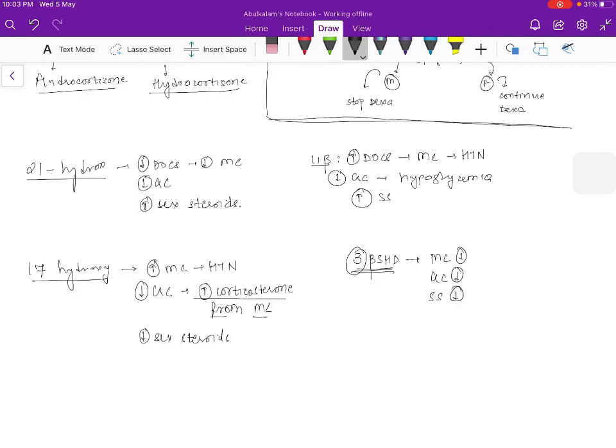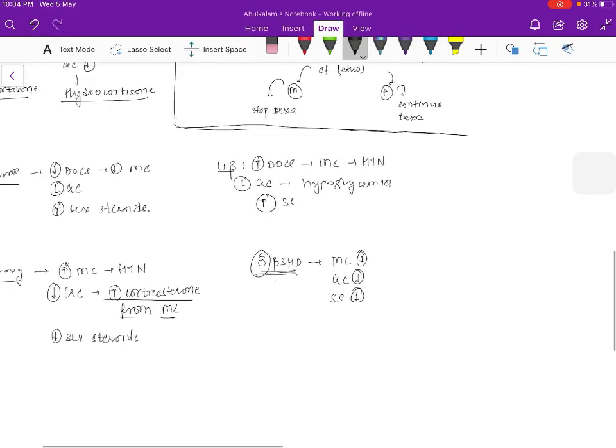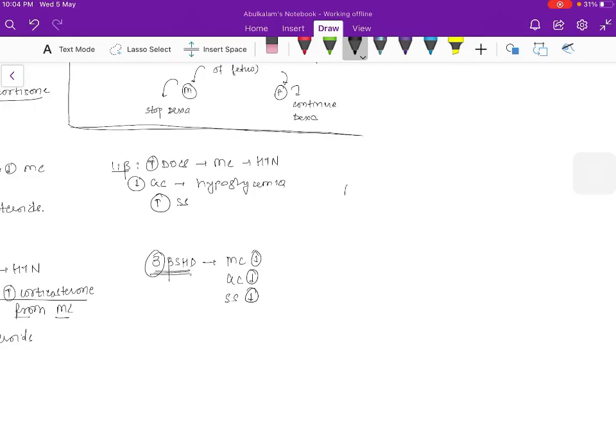So the two important concepts which we learned in all the 4 enzyme deficiencies is DOCS, which you have to remember in cases of 11 beta, and another one is corticosterone, which is synthesized from DOCS, which you have to remember in case of 17 hydroxylase. So basically this is the summary of all the 4 enzymes which are most commonly asked for diagnosis in cases of congenital adrenal hyperplasia.